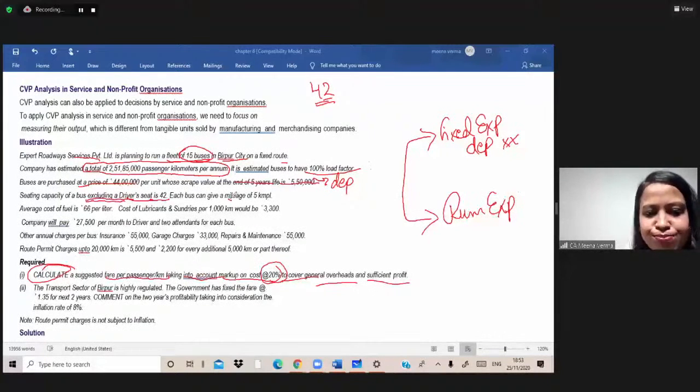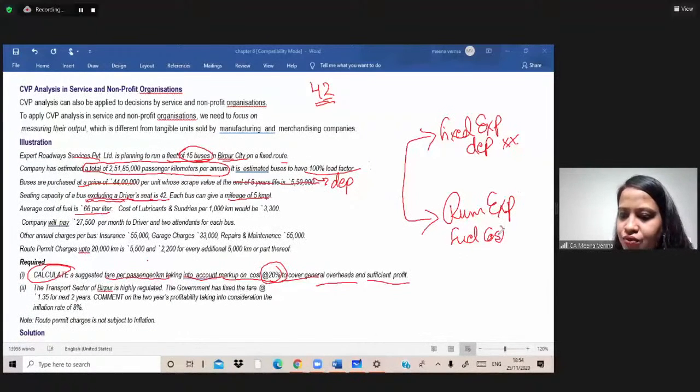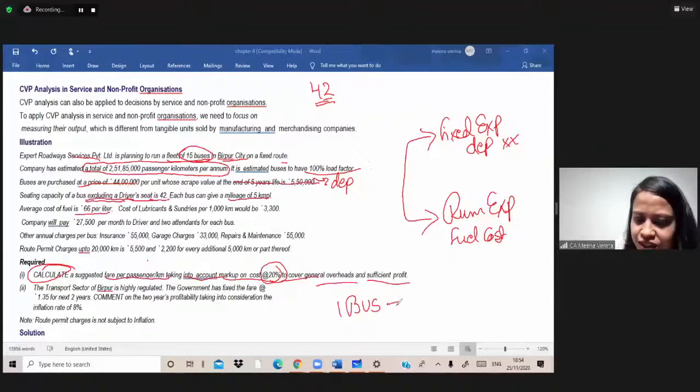Each bus can give a mileage of 5 kilometers per liter, and the fuel cost is given, so from here you can find the fuel cost. Do you want me to calculate it? For finding the fuel cost, we first need to find the number of kilometers one bus is traveling. In the question, the total passenger kilometer per annum is 25185.